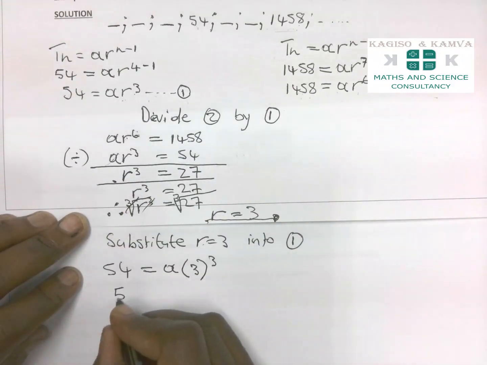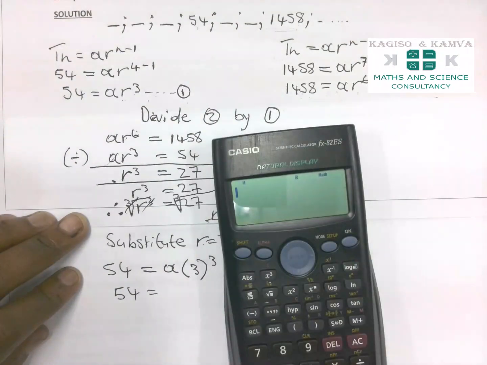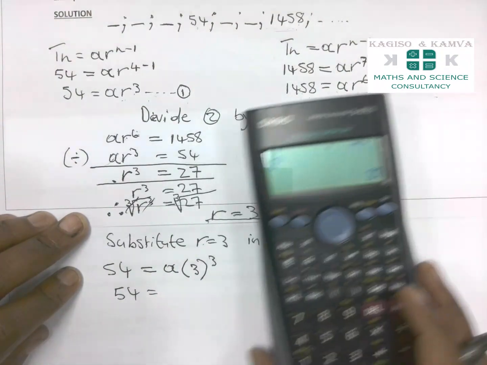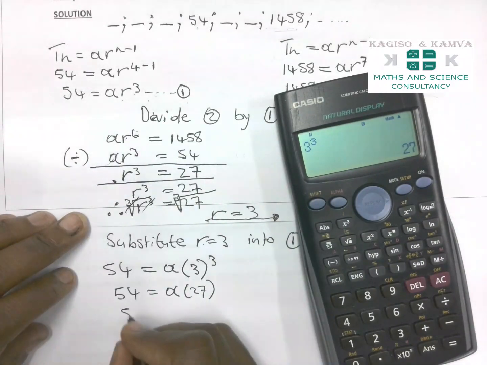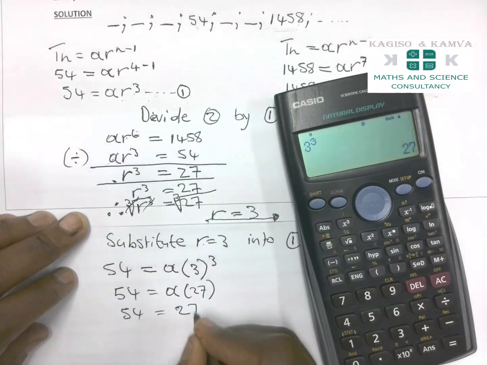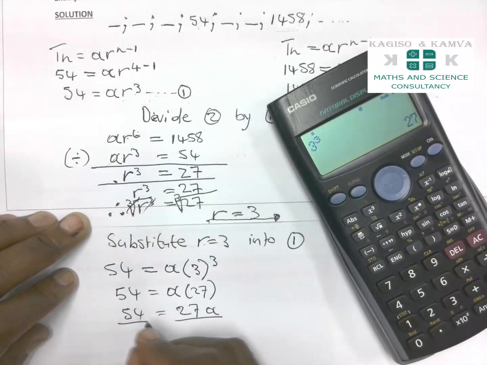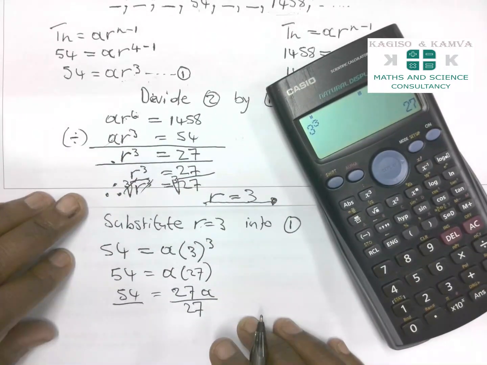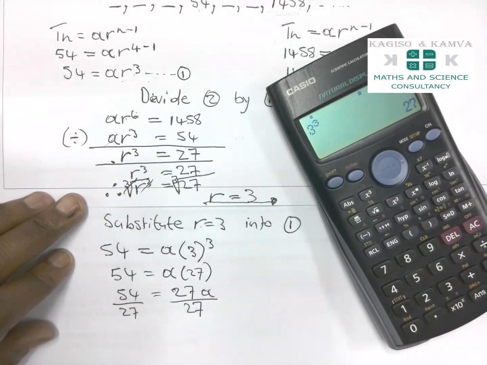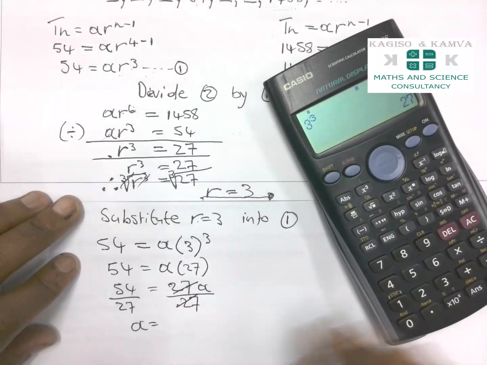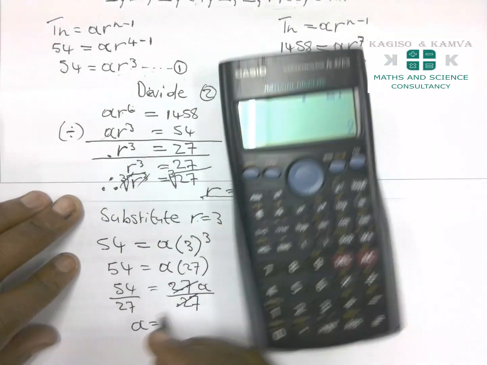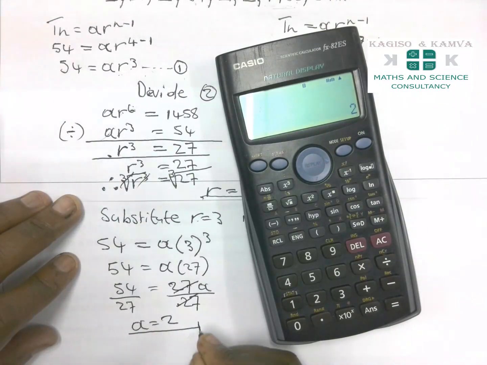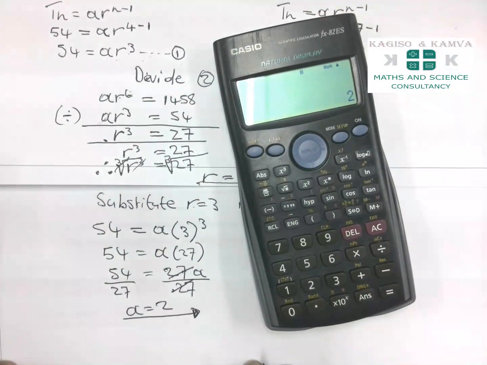Then we have 54 is equal to 27a. We divide both sides by 27. This cancels that, and a is equal to 54 divided by 27, which is 2. A is equal to 2.